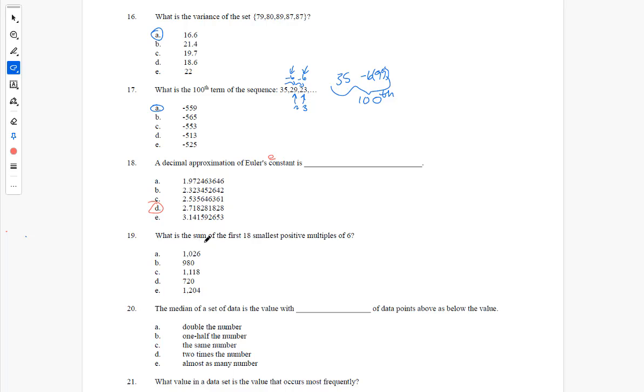All right, so the first 18 smallest positive multiples of 6. So that would be 6 plus 12 plus 18 plus ... plus all the way up to 6 times 18.